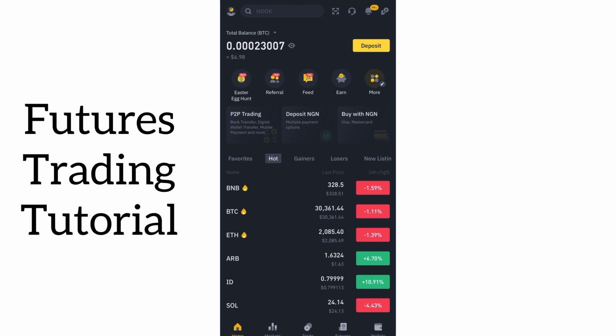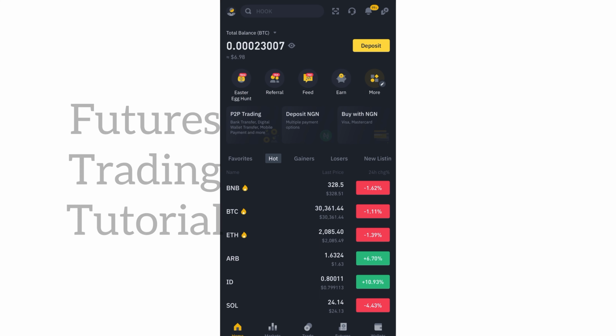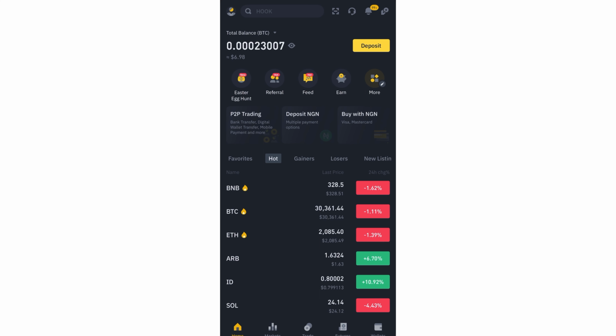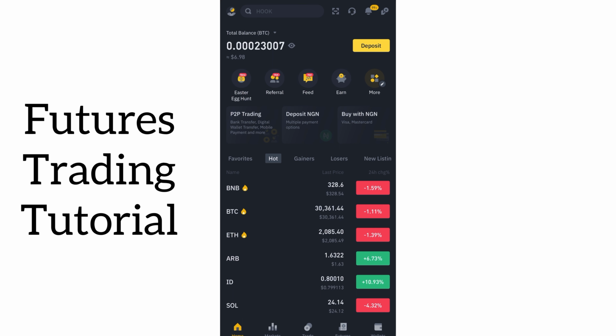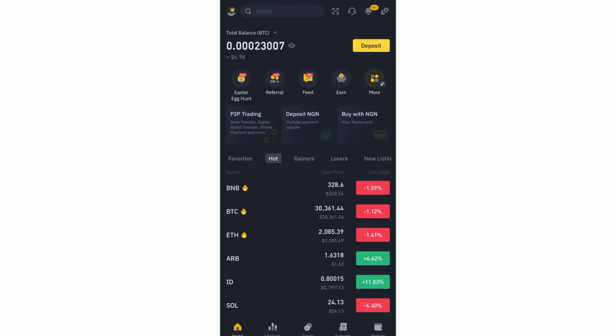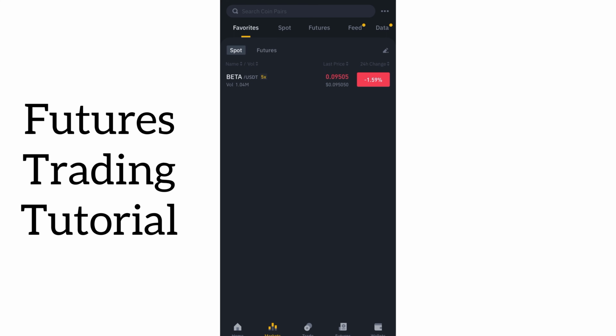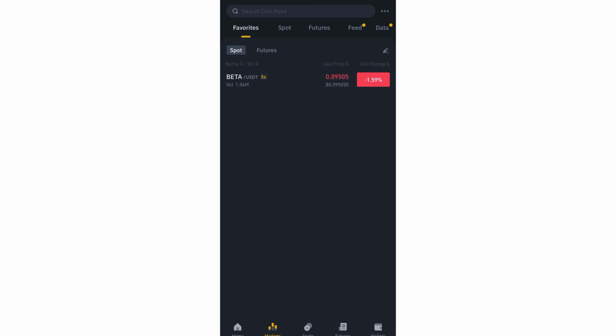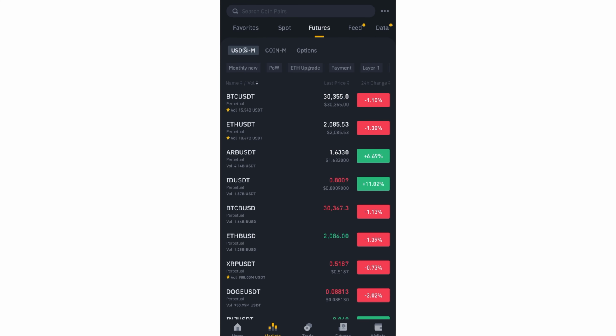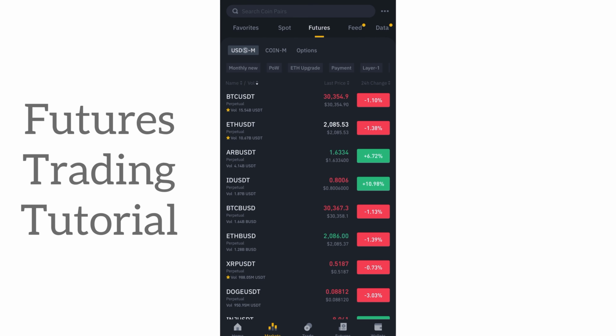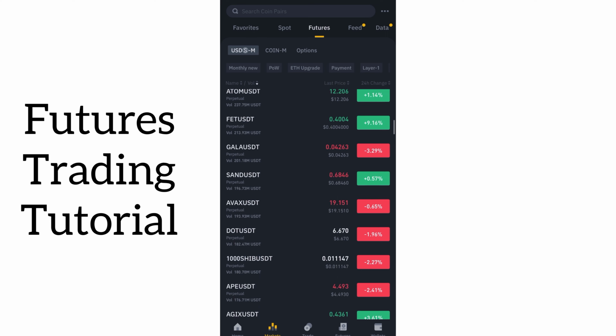This is the Binance application, and I'm going to be explaining how to place your futures trade right on Binance with this mobile interface. Once you get on Binance, this is the first thing you see. Then you have the market, which allows you to see the different pairs you can trade on the spot and futures market. Because in this video we are concentrating on futures trading, I'll be looking at the futures market.